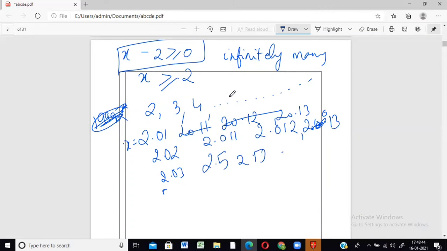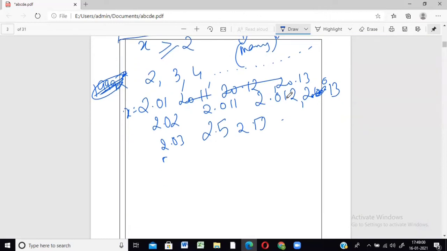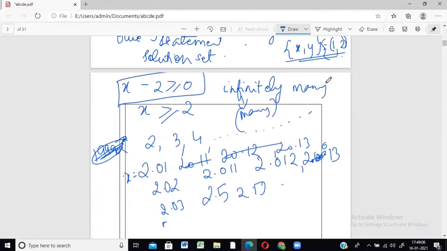So how many values you will have between 3 and 4? Between 4 and 5, 5 and 6. Oh god, infinitely many, no? Infinitely many means many, many, many, like something that is beyond you can count. Beyond countable. Okay, so then you have those many values. So infinitely many solutions for all real values of x.